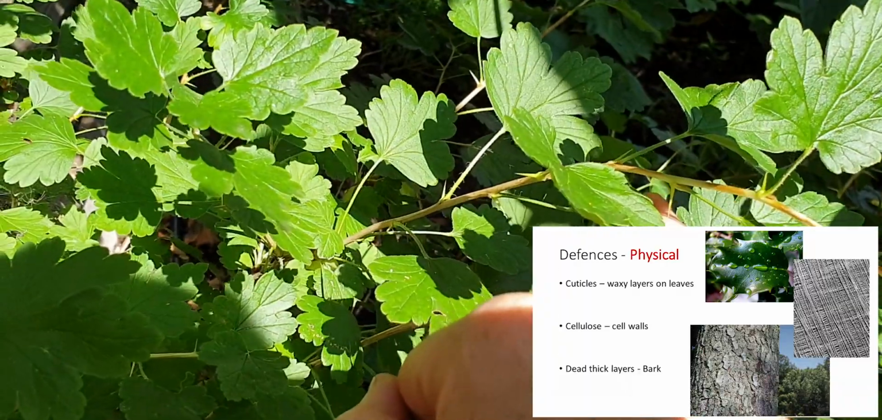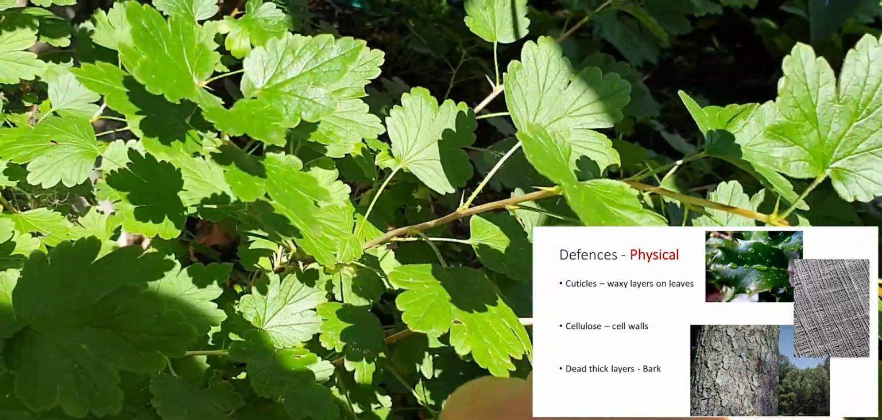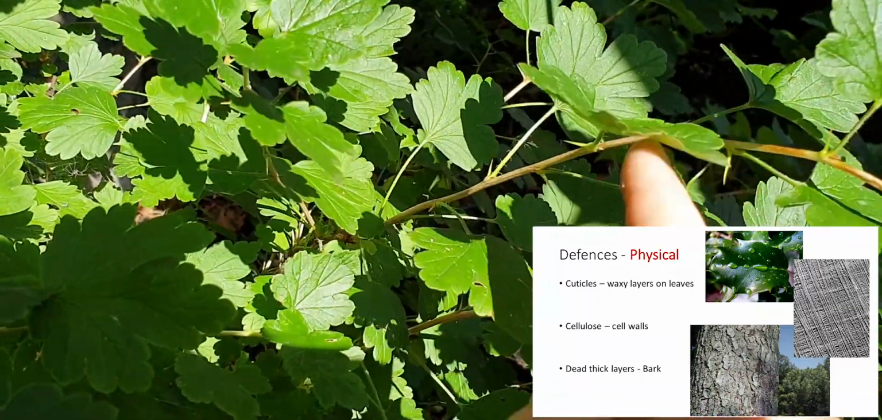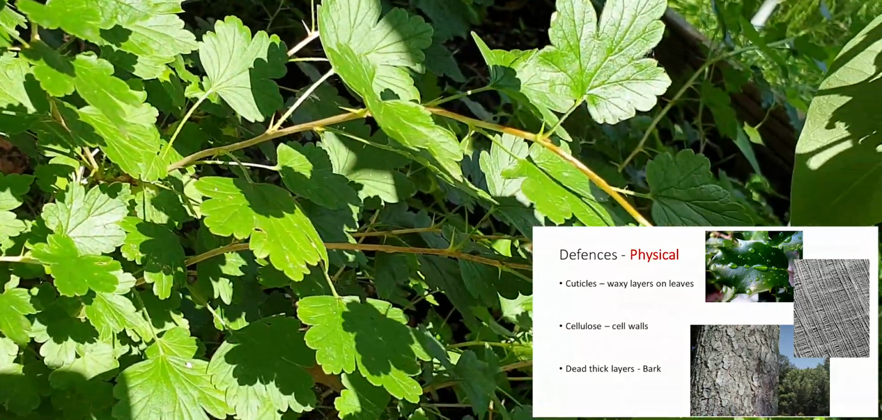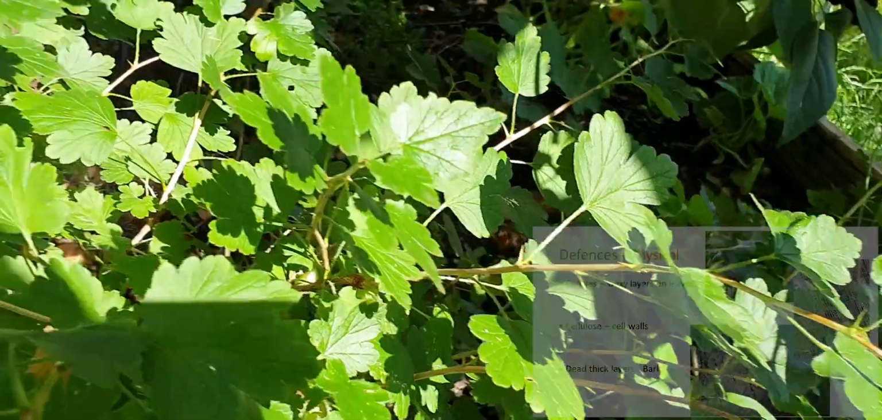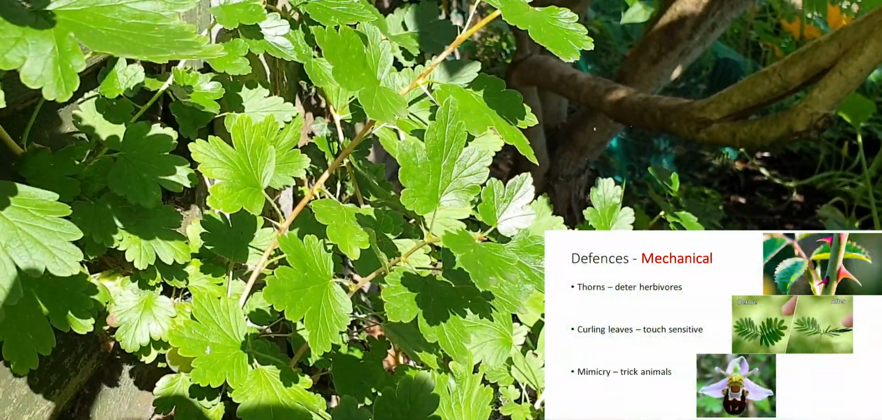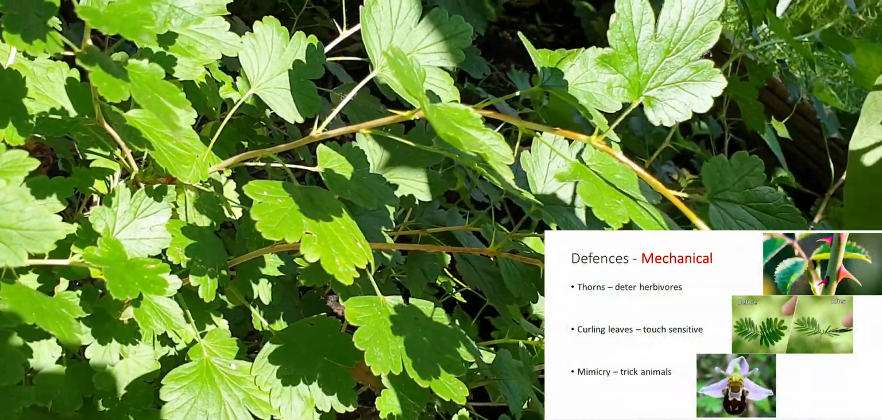And these nasty looking little spikes down here. So if you've ever tried to harvest gooseberries, you know how spiky they are. That is a form of mechanical defence against grazing, against herbivores coming along, trying to eat the plant or trying to take away their fruit.